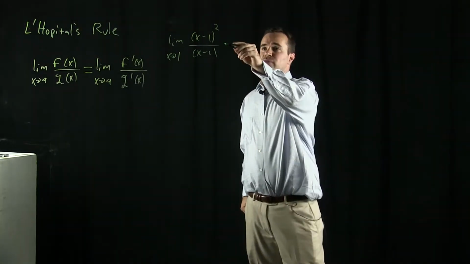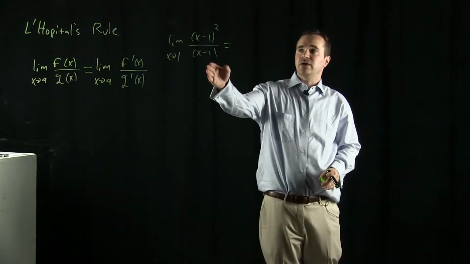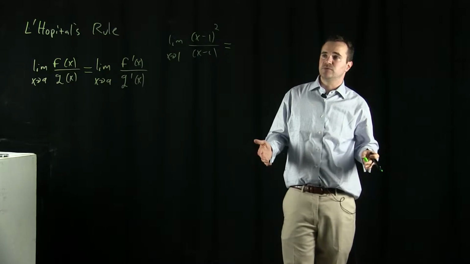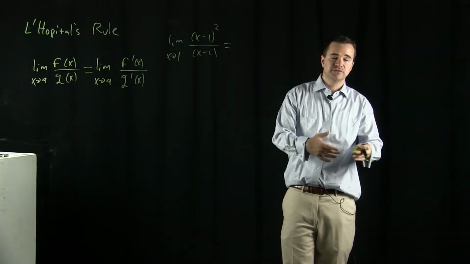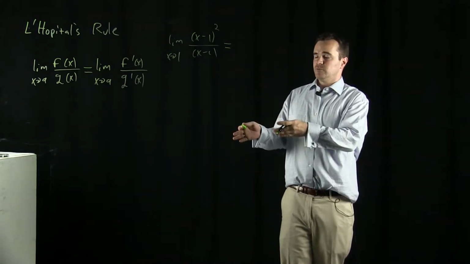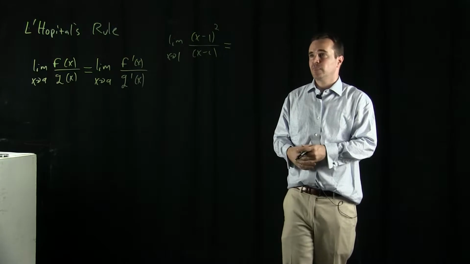And this is an example that you can figure out without L'Hopital's rule. You can just cancel out one factor of x minus 1. You'll be taking the limit of x minus 1 as x goes to 1. You'll know that's equal to 0. But let's verify that L'Hopital's rule is true by applying it anyway, trying to get the right answer.